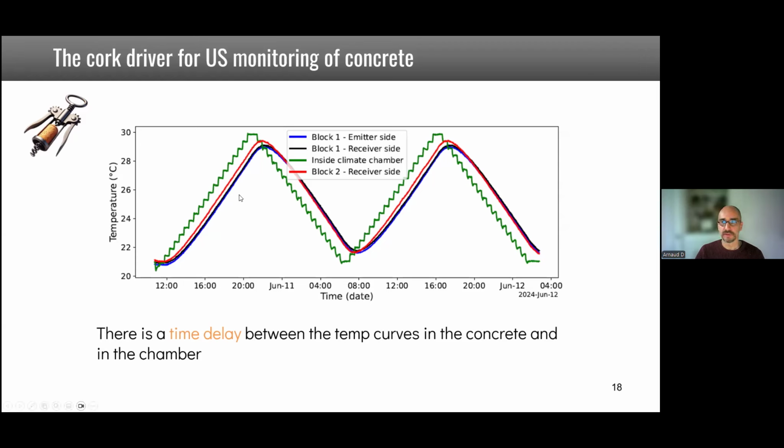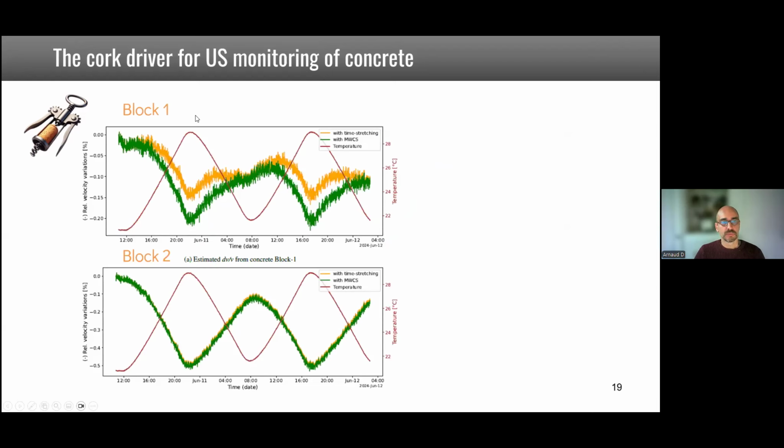So we decided to measure inside the concrete this time. If we look at this relative velocity variation, you see it's quite small. It's minus 0.2%, here minus 0.5%. The reason why we can measure that is because we have very precise techniques to measure these changes. But what can we find from this graph?